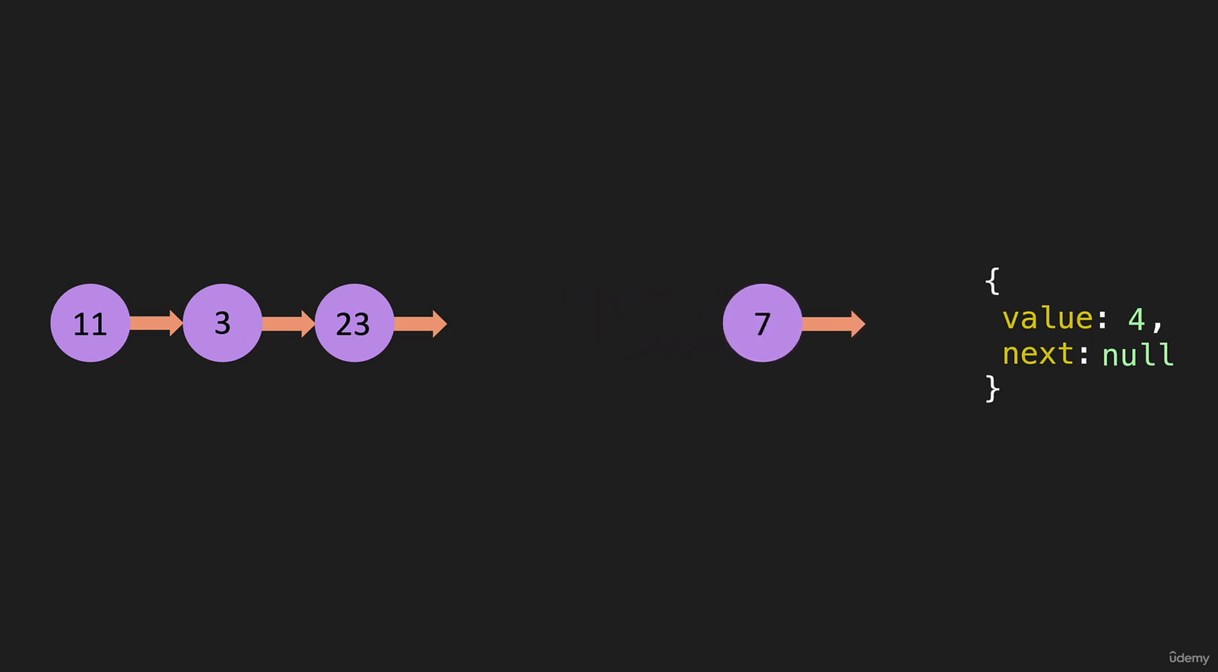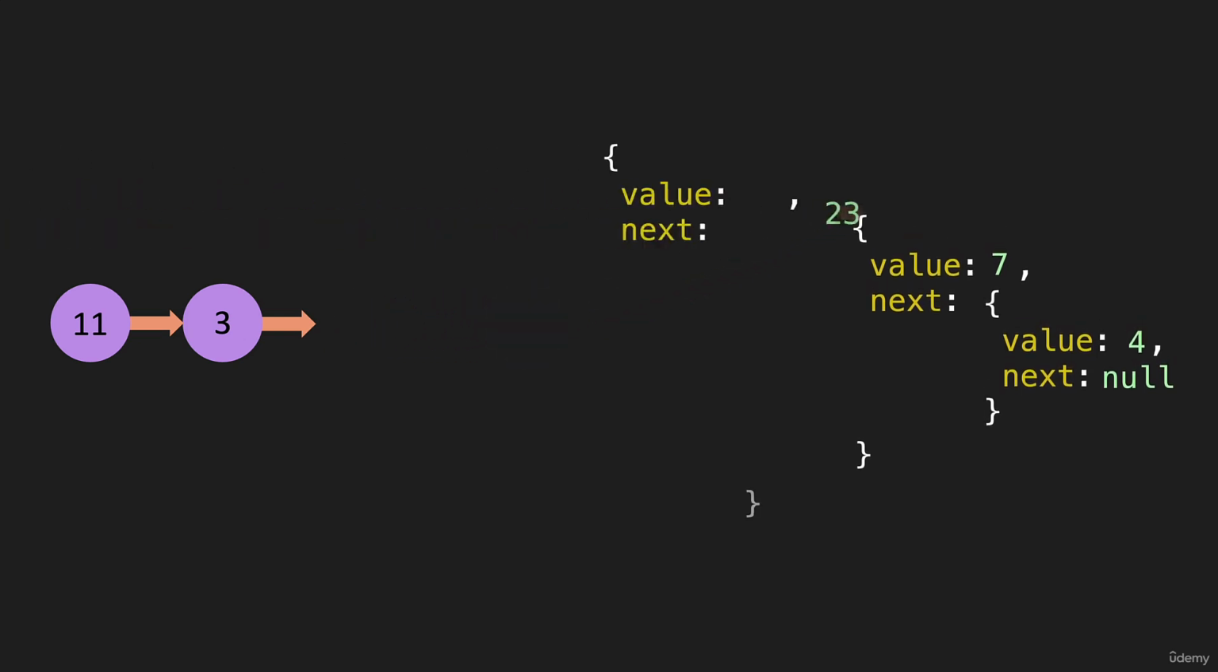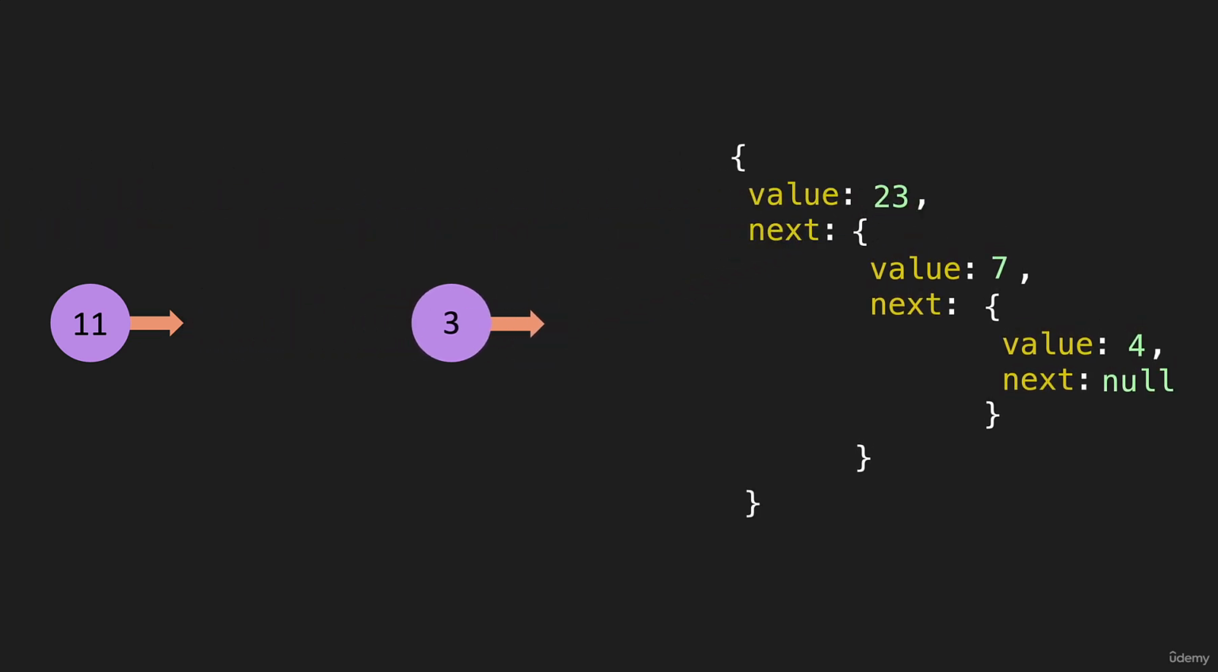So when we say the 7 is going to point to that new node, the 7 looks like this. So how do we have the 7 point to this other object? We do it by just having it be equal to this object, so that the next value in the 7 node is equal to the other node. That is how the 7 node will point to the 4 node. And the same is true, of course, of the 23 node and the 3 node.